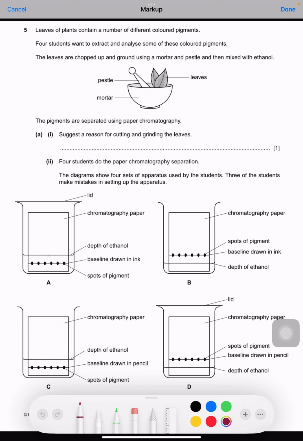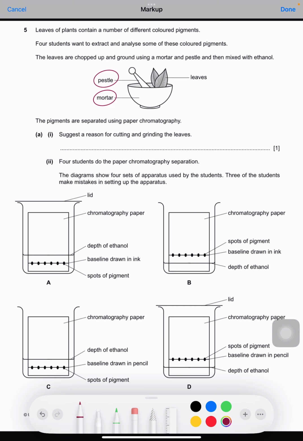Leaves of plants contain a number of different colored pigments. Four students want to extract and analyze some of these colored pigments. The leaves are chopped up and ground using a mortar and pestle and then mixed with ethanol. Right now I would like to inform you that the examiner can ask in a paper which one is the pestle and which one is the mortar, so be very careful about this as well. The pigments are separated using paper chromatography.